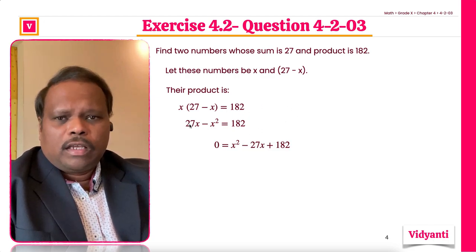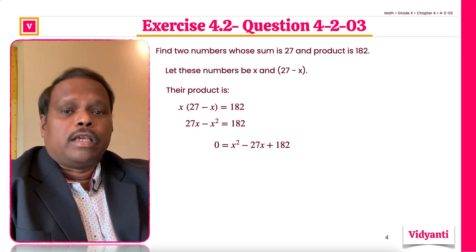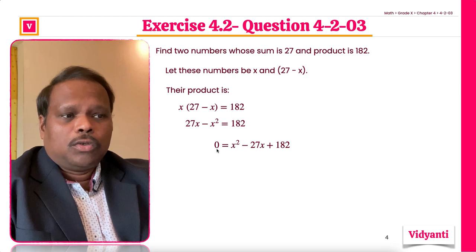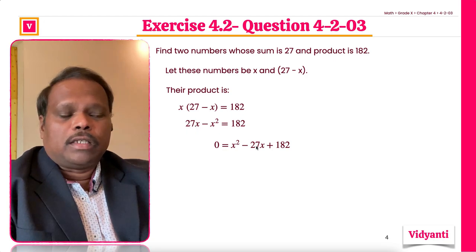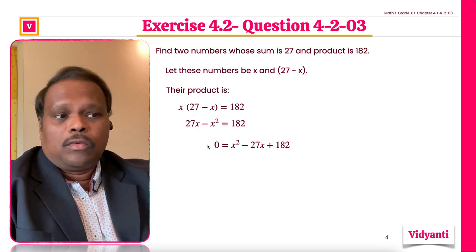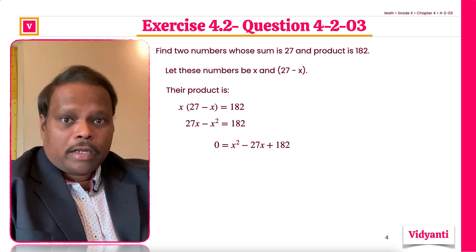And this 27x, when it is transferred on the other side, it will become negative 27x. Now we'll have 0 on one side because there is nothing. And this 182 will remain as it is. X square, since it came from this side, negative becomes positive, and then positive 27x becomes negative 27x, equal to 0. So now this is in standard quadratic equation form.